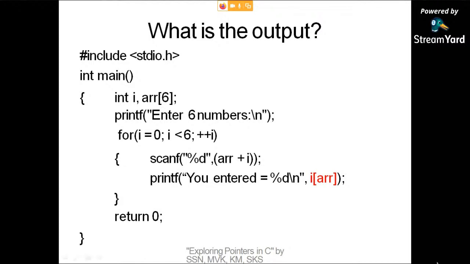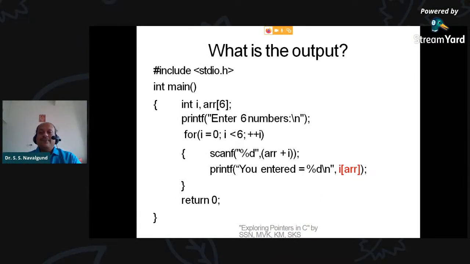If you observe very carefully, the content that I have indicated in red color here was like this earlier in the previous slide. Instead of saying ARR of I, I'm saying I of ARR. Now the question is, what is going to be the output? Answers in the chat box quickly. Instead of saying ARR of I, I'm trying to say I of ARR. So what is going to be the output of this program? Quickly.